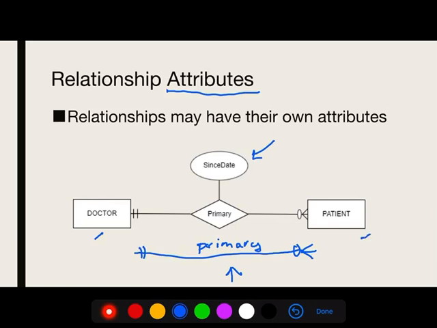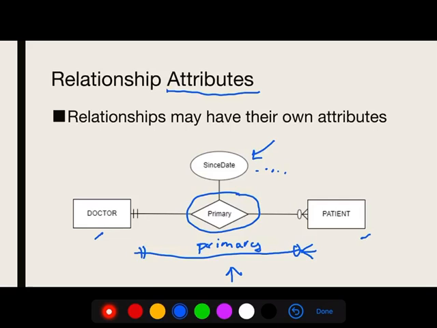It's an attribute about their relationship, and you can even understand that from just saying it. It's the date that the patient was assigned a doctor as their primary doctor. So we can understand that that date is describing something about the relationship. So relationships can have one or more attributes of all the different kinds of attributes.